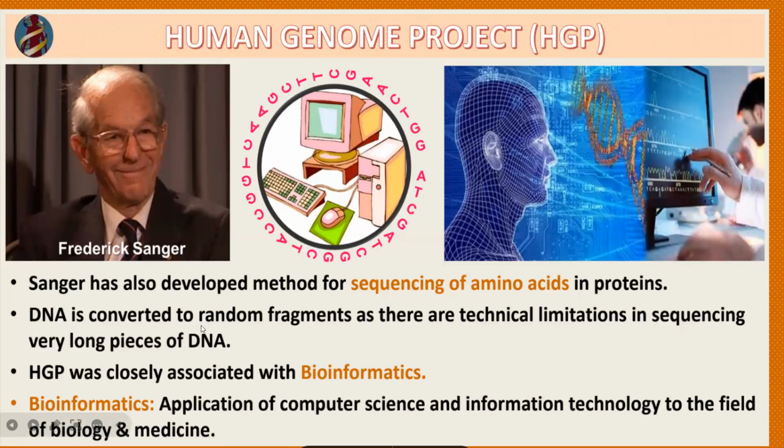So DNA is converted into random fragments. Okay. So again, they are cutting the DNA into small pieces because it is almost 2.2 meters long and it is very difficult. It will take a lot of time to study the entire DNA at one stretch. That's why they cut the DNA into many pieces, study them separately, and then join them again. Okay. And there are technical limitations in sequencing very long pieces of DNA. You cannot sequence a long stretch of DNA. So you cut the DNA into many pieces, study it, and then join it.